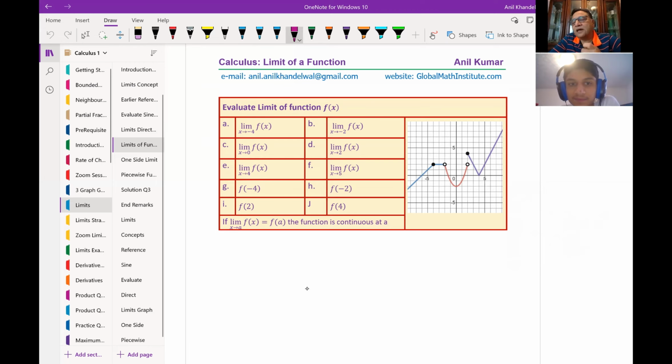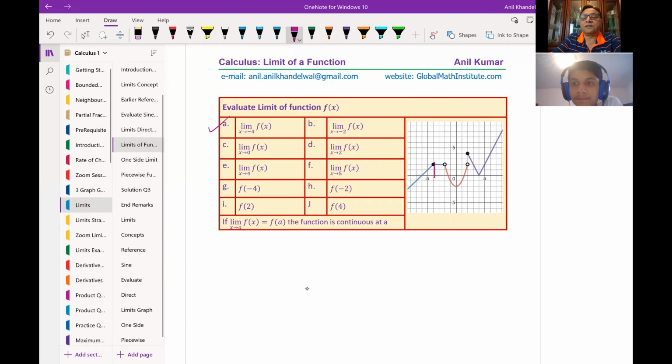Now in this part, I will also explain what the right-hand side limit is and what the left-hand side limit is. While solving some questions, can you please read what is part A of this question? Limit of f of x when x approaches -4. Okay, so when we say x approaches -4, you have to check from both sides. So at -4, what is happening? -4 is right there. This is -4 for us.